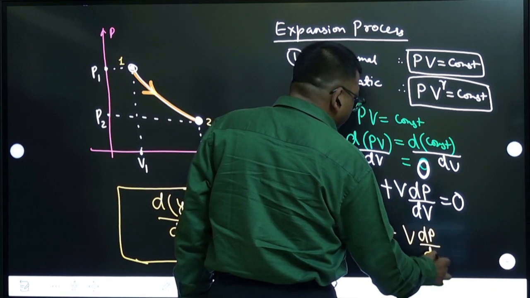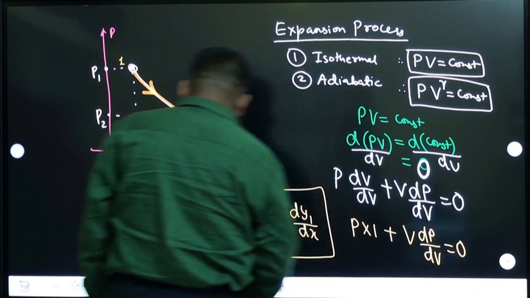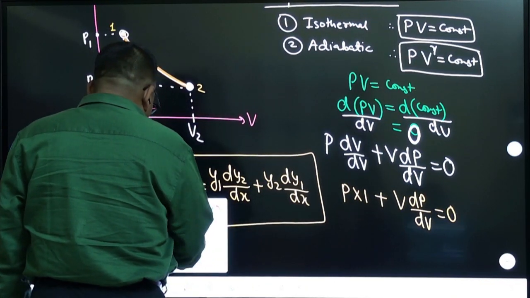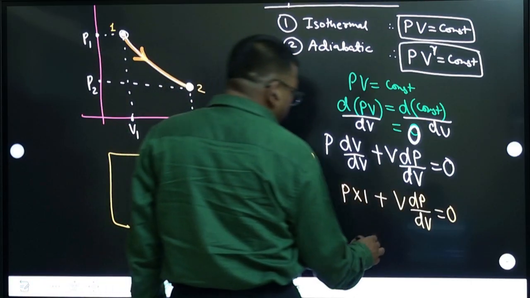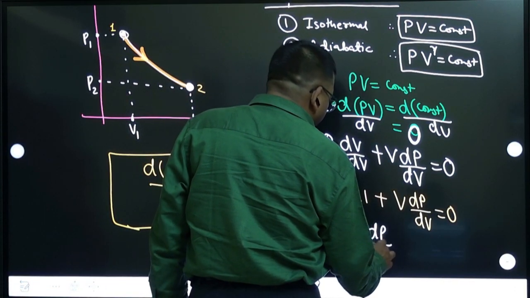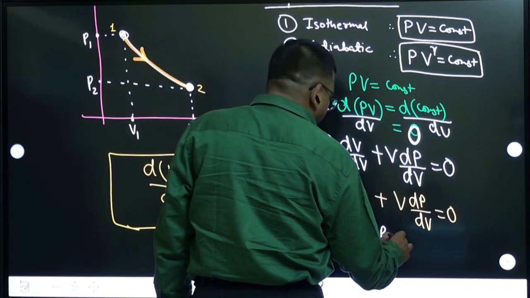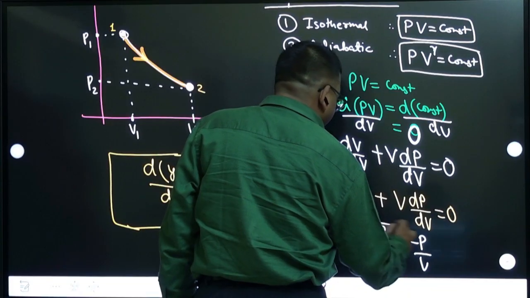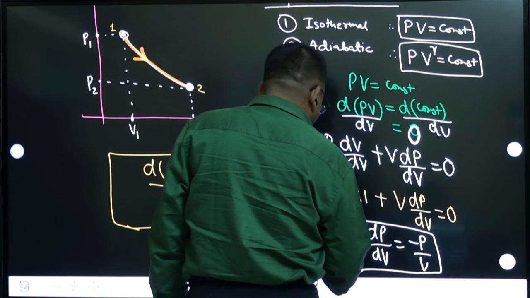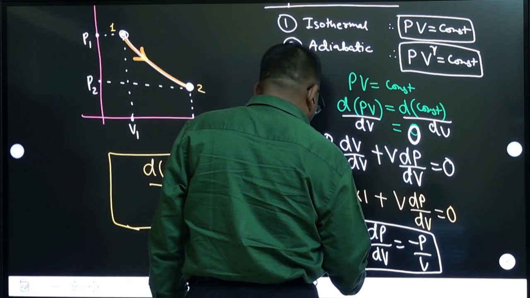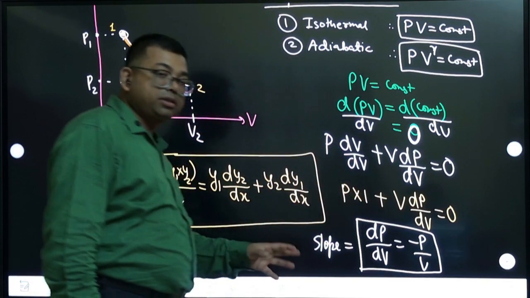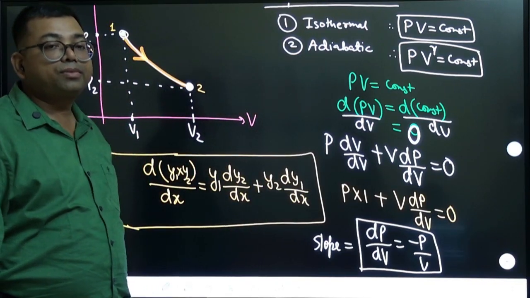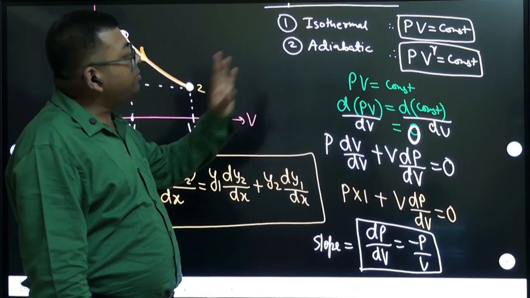dP by dV is the slope of this graph. Let us try to understand: dy by dx is the slope, and this is a pressure-volume graph, so dP by dV is the slope. Calculating dP by dV, you get minus P by V. This dP by dV is the slope of this graph. Which graph? The pressure-volume graph. For which process? The isothermal process. Now we will do the same for adiabatic.